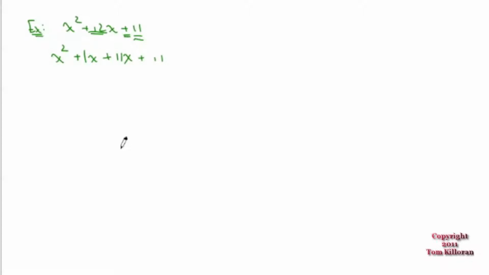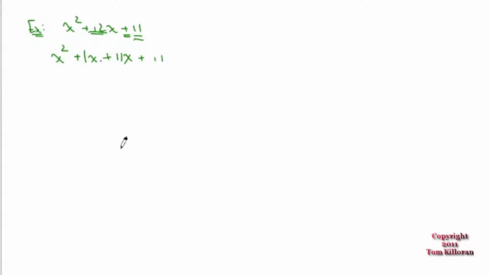Now, does it matter what order we put the 1 and 11 in? Why? Well, what property can I use to switch them? Commutative. And since it's commutative property, it shouldn't change the answers. Now, it'll change some of the steps, but the final answer should be exactly the same. All right, it's down to 4 terms.